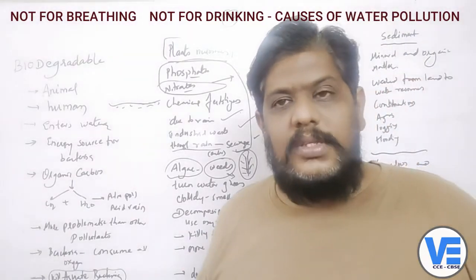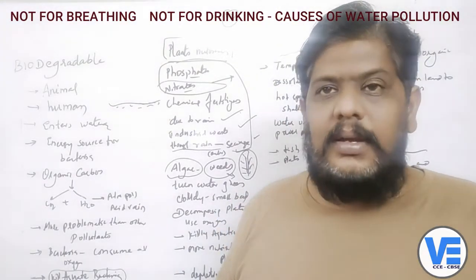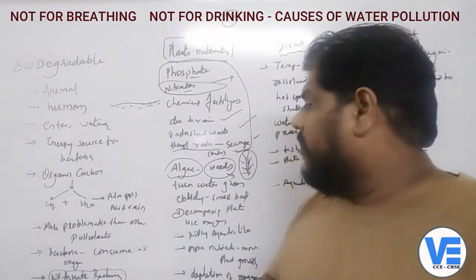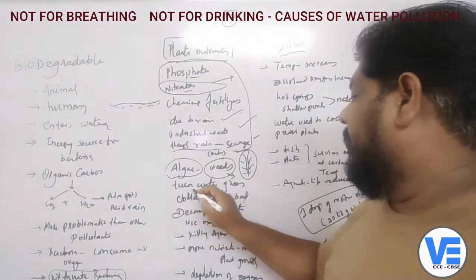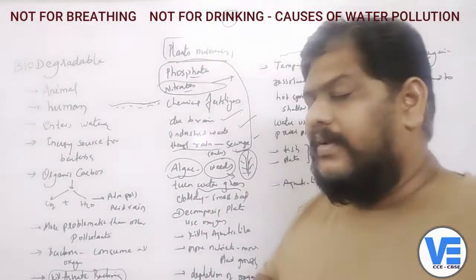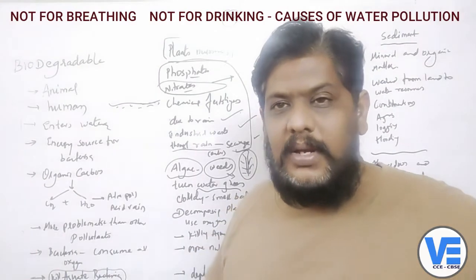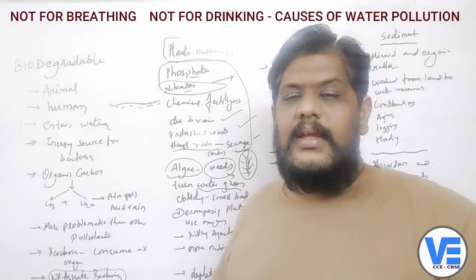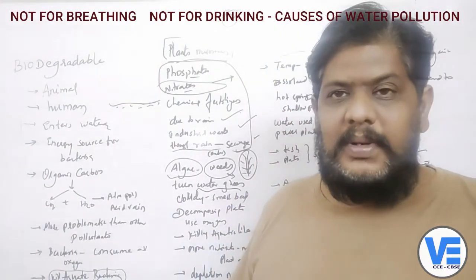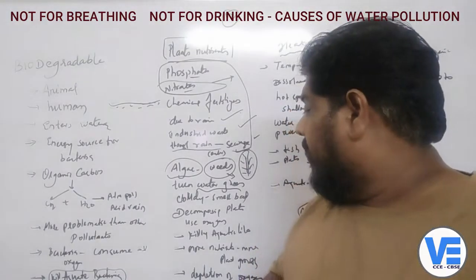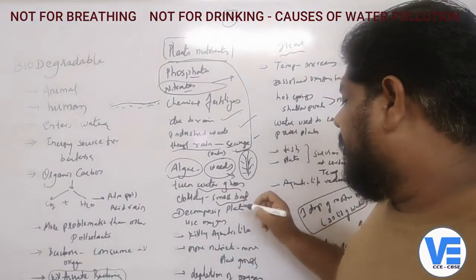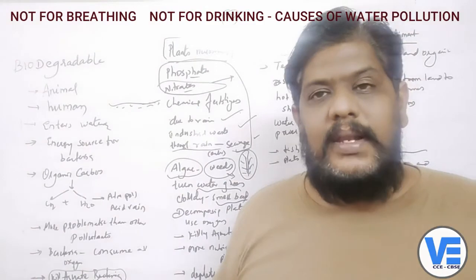When algae grows in the water, naturally the complete water will start looking in which color? Green color. And the water will turn cloudy, right? It will not be beautiful and transparent. It will become cloudy, and moreover, it will also smell bad.